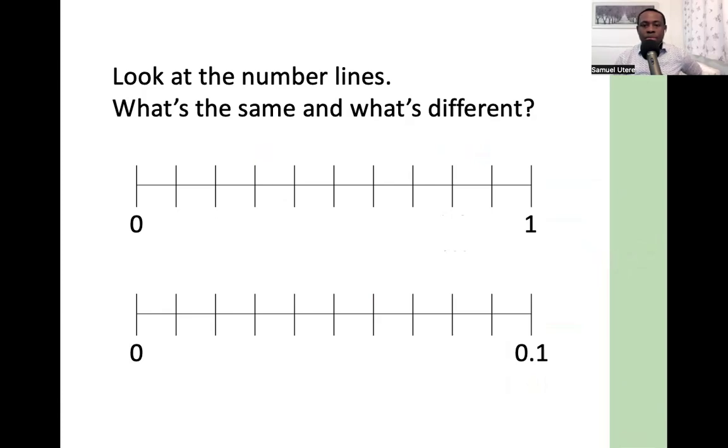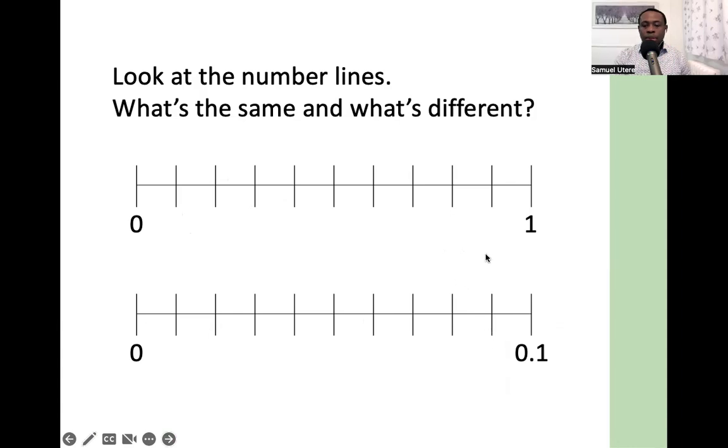Well, I'm sure you've noted that what's different is that although the number lines have the same width, you can see that one is 0 to 1 and the other one is 0 to 0.1. So it means the values of each of the intervals or the markers on the number line won't be the same. So this one will be 10ths, while this will be 100ths.